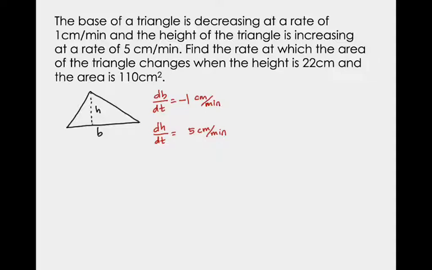And then they say, find the rate at which the area of the triangle changes. So what they want us to find is dA/dt. And that's going to be units of area, so that's going to be centimeters squared per minute. And then they give us what I call the pause button information. It says precisely at the moment when the height is 22 centimeters and the area is 110 centimeters squared.